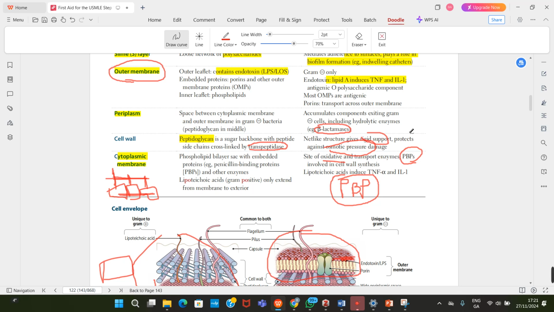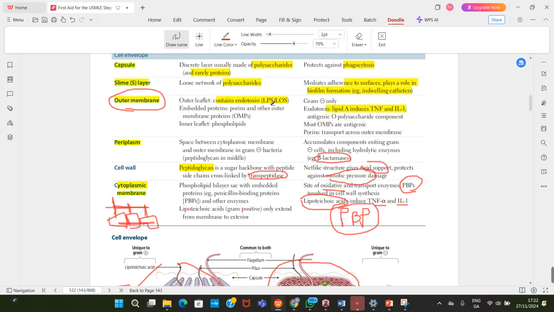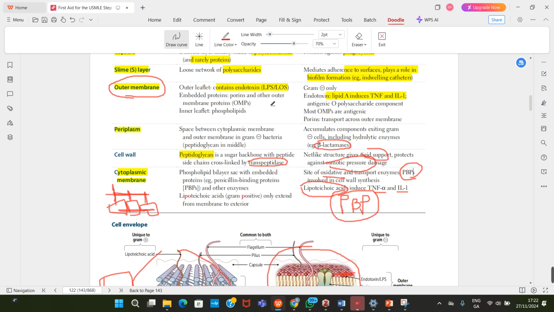Lipopolysaccharide or lipo-oligosaccharide. Now, does it mean that gram-positive organisms cannot cause septic shock? They can cause septic shock, but they are not going to be using lipopolysaccharide or lipo-oligosaccharide, which are like endotoxin. No, they will use lipoteichoic acid. This lipoteichoic acid is still going to release what? Interleukin 1 and what? TNF alpha, just like the lipid A of our lipopolysaccharide or lipo-oligosaccharide.